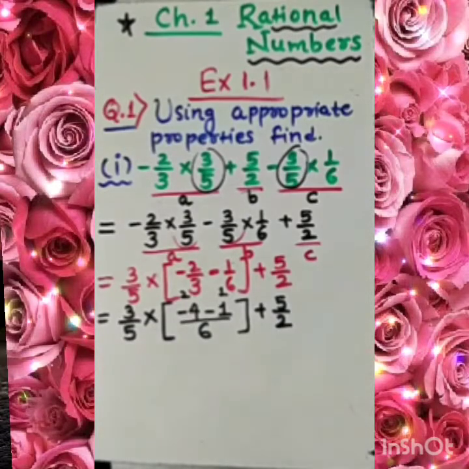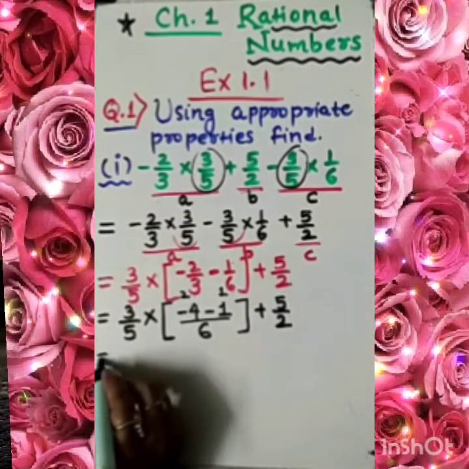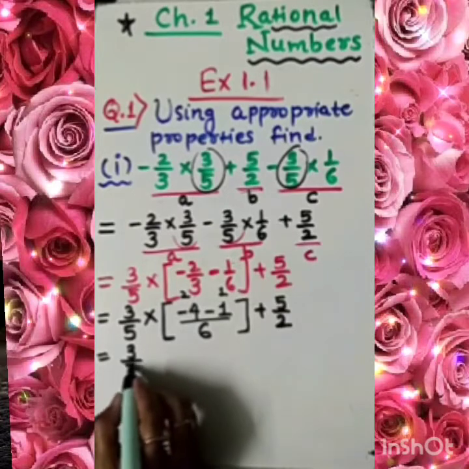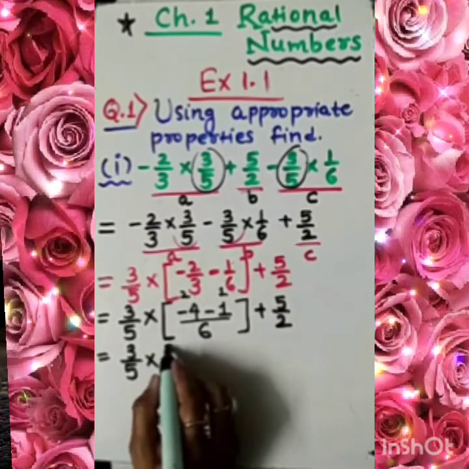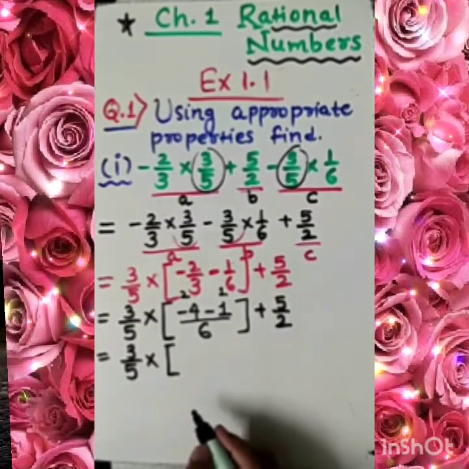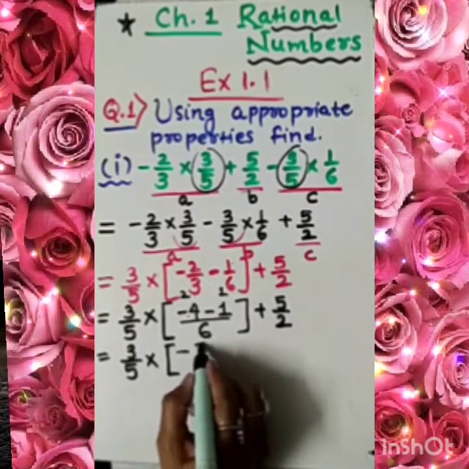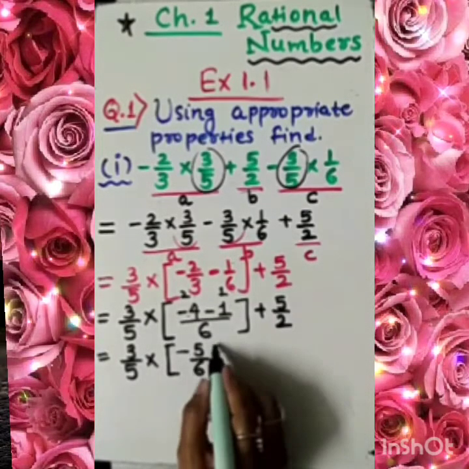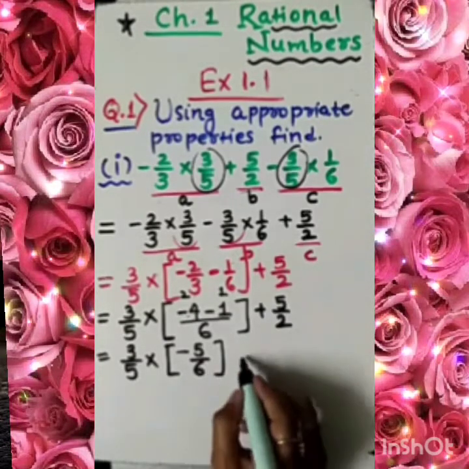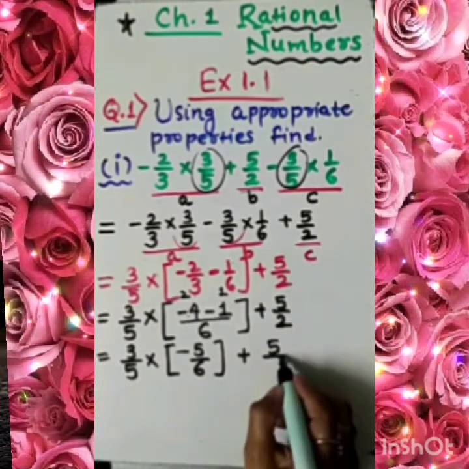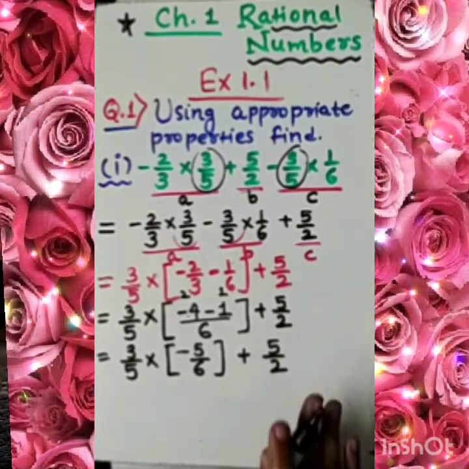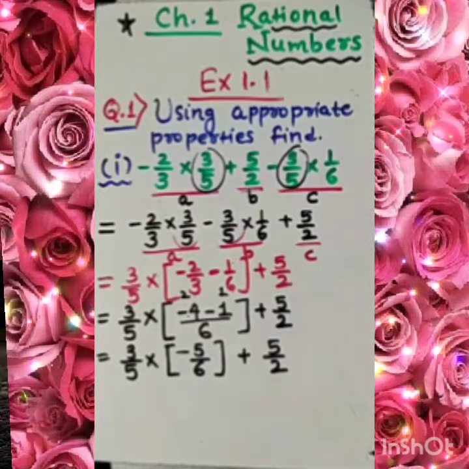Here LCM 6 I have already mentioned. Now 3 by 5 is another rational number outside the bracket. We know that minus 4 minus 1 is minus 5. So I need to write minus 5 by 6, and of course this fractional number I am writing as it is. Okay, that is the rational number.